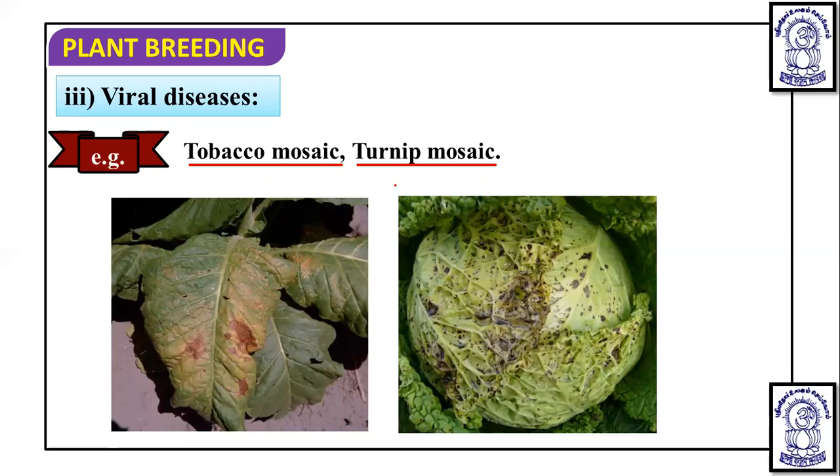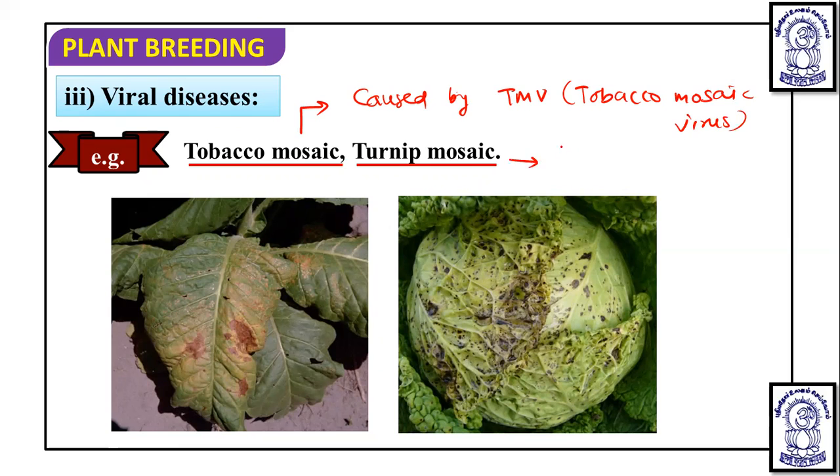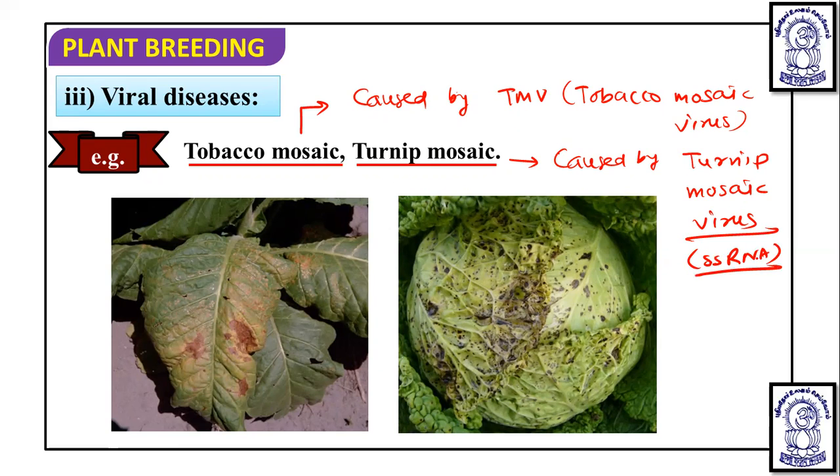Now it is known that this tobacco mosaic is caused by TMV, that is tobacco mosaic virus, and this turnip mosaic is caused by turnip mosaic virus. And this turnip mosaic virus has single stranded RNA. Okay, so these are the viral diseases.